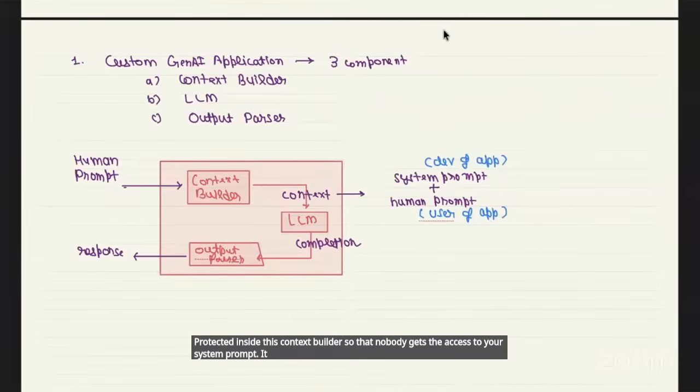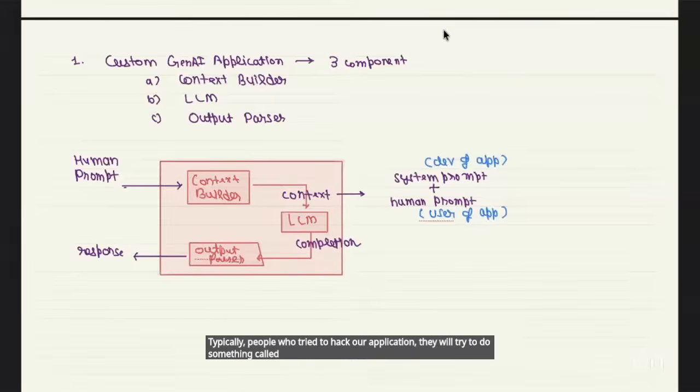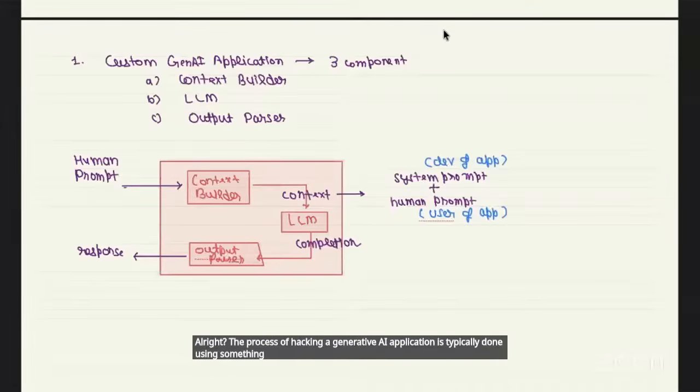It should be hidden, correct, Sagar? If somebody gets to know your system prompt, they can do some malicious prompting here. They can write some malicious prompts here, which can impact your entire application. Yes, as Mahajan has mentioned, hacking. Typically, people who try to hack our application will try to do something called prompt injection. The process of hacking a generative AI application is typically done using something called prompt injection.